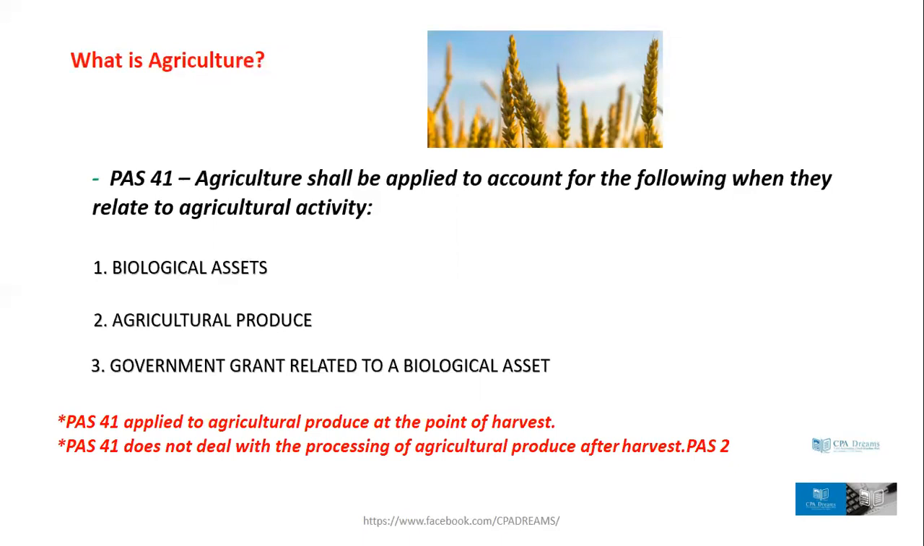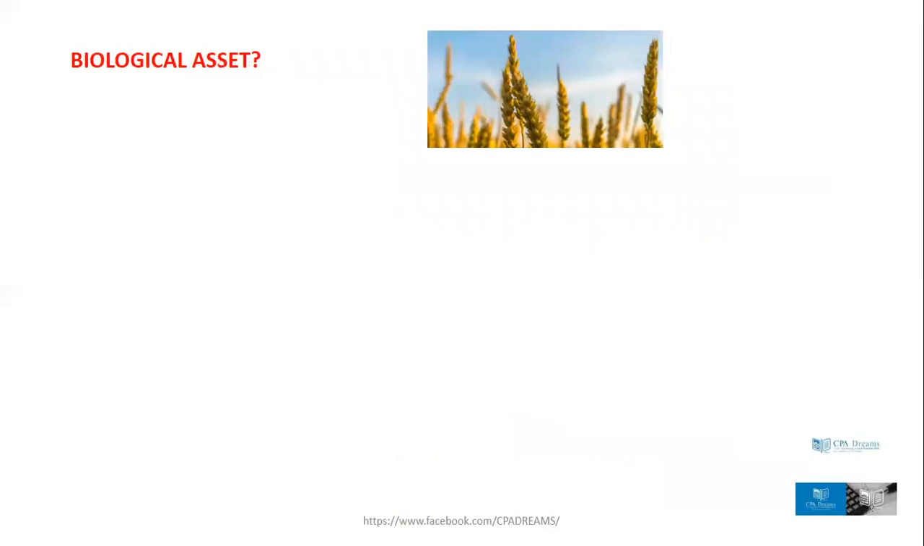Again, PAS 41 does not deal with the processing of agricultural produce after harvest. After harvest, when a transformation happens, what covers that is PAS 2, which is related to inventories. For example, grapes that are processed into wine. That is covered in PAS 2. So remember, again, biological asset, what does it mean? Living animals and living plants. So meaning, these have life.